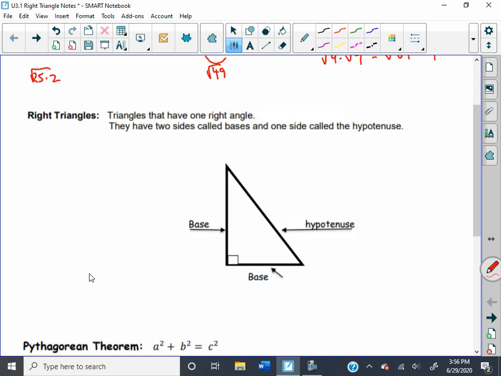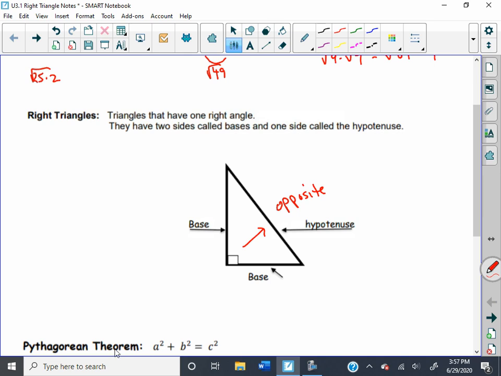The right triangles that we're looking at have two sides called bases and one side called the hypotenuse. The hypotenuse is always going to be the side opposite the 90 degrees. That's our hypotenuse, and this is always going to be the longest side. Once you find an angle, there are 3 angles in the triangle, and you can always find its opposite side. So the hypotenuse is the side opposite the 90, the longest side. And then the other 2 sides, or legs of the triangle, are called bases.